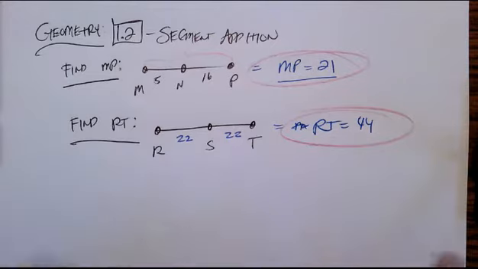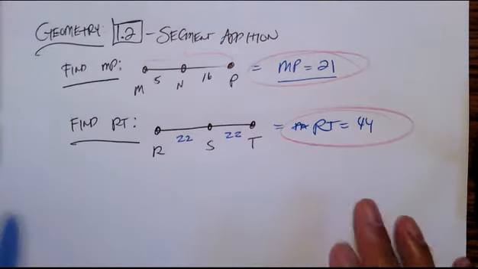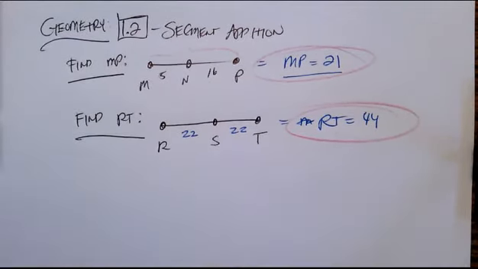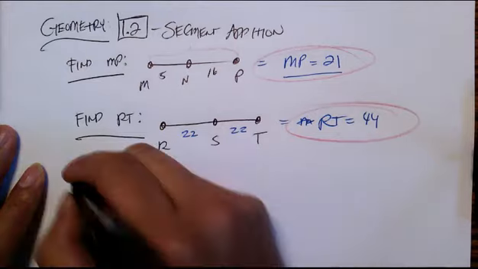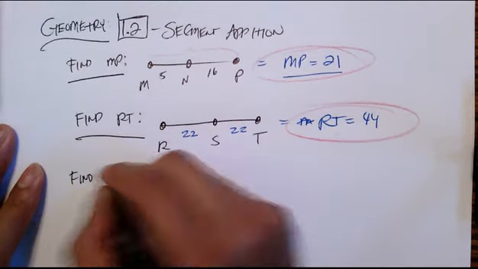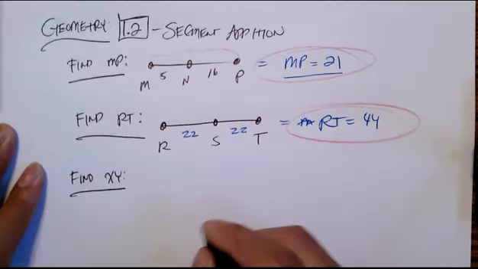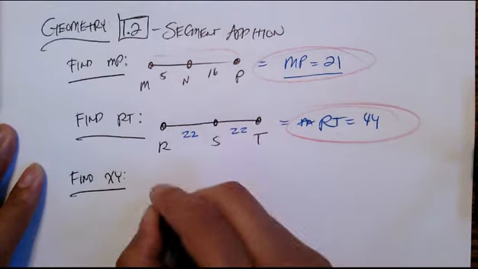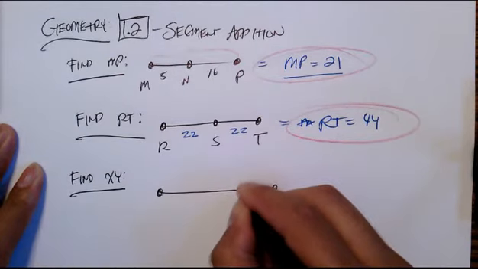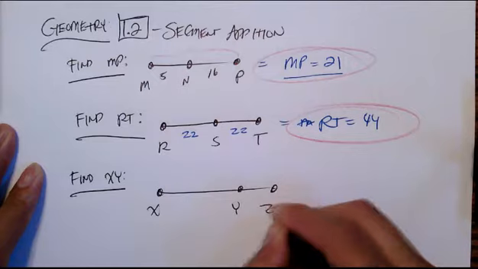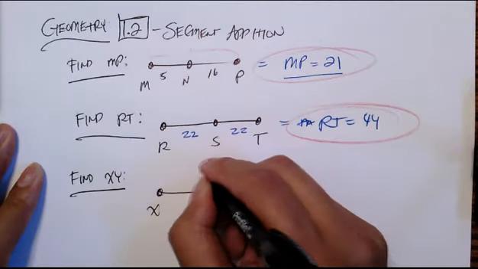Because you can use addition, the properties of addition coincide with subtraction, because subtraction is actually the same thing as addition. It's just when you add a negative. So for this one, we'll use find XY. And then we'll write this as X, Y, Z. So it'll be 30.